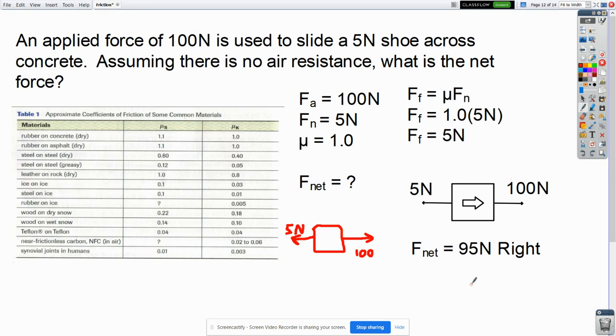Again, you could also assign values to these. Make this one positive because it's to the right. Make that one negative because it's to the left, and then add them together. Positive 100 plus negative 5. You're going to get the same answer. 95 newtons. It'll be positive because it's to the right.